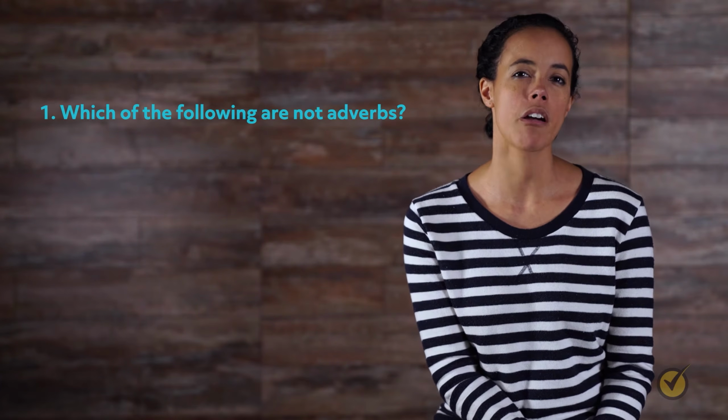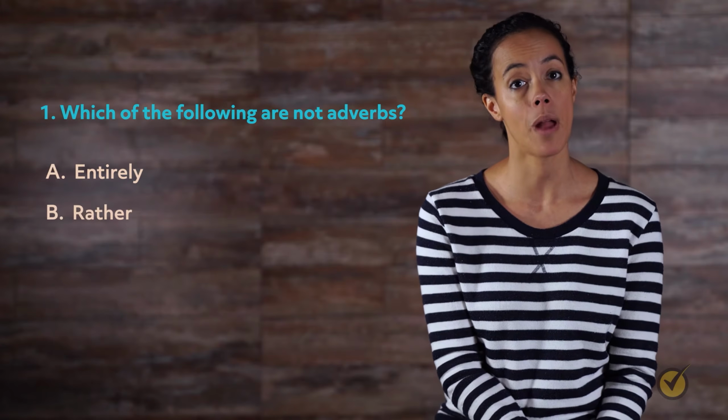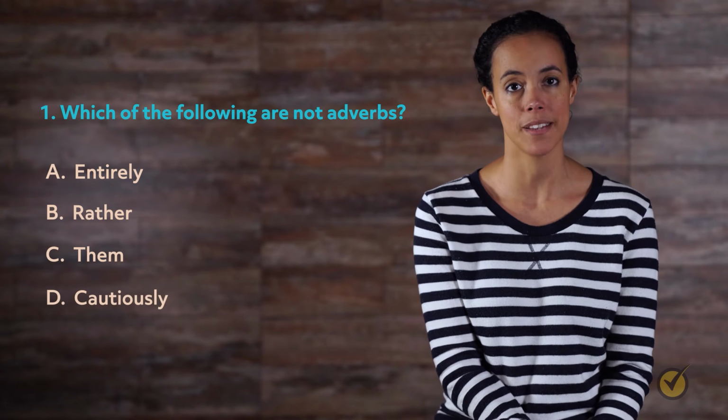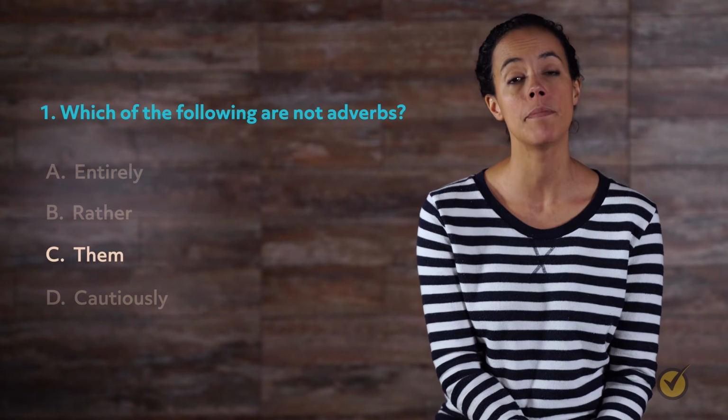Before we go, let's do a little practice to refresh what we've learned. Number 1, which of the following are not adverbs? A, entirely, B, rather, C, them, or D, cautiously. The answer is C, them. The word them is a pronoun.